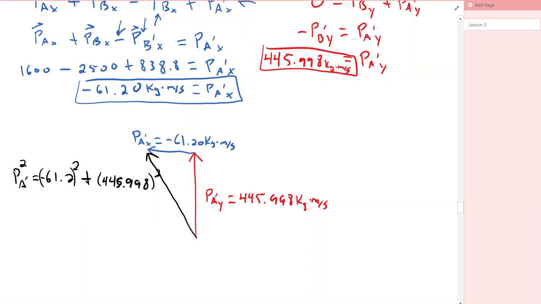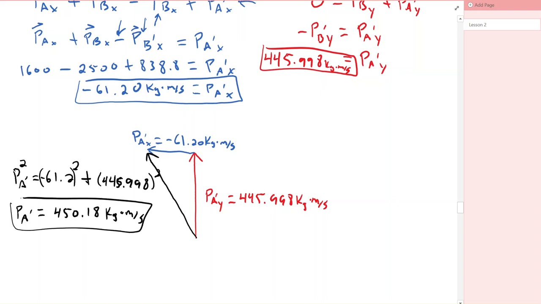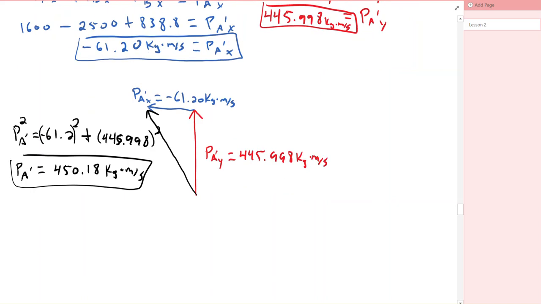Okay, and that would be equal to, let's see here, I think I got it written down. Momentum of A is equal to 450.18 kilograms times meters per second again. All right, so that's good. So we figured out most of it. Now it wants the velocity though, right? Well, that's easy. The velocity, remember, momentum is equal to mass times velocity. So I just need to divide this by my mass, right?